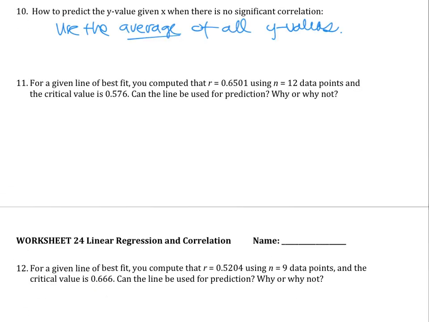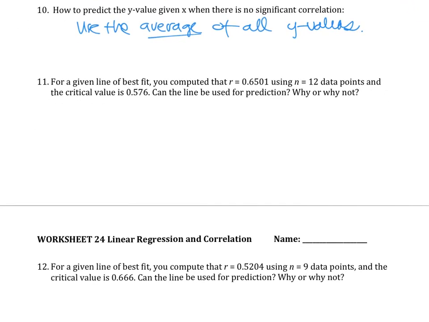So let's go back to where we were. Let's look at number 11. For a given line of best fit, you computed that R is 0.6501 using n equal to 12, and the critical value was 0.576. Can it be used to predict y or not? Kind of like what we talked about, the critical value is 0.576, so that's where you draw the line: 0.576, negative 0.576, correlated, correlated.